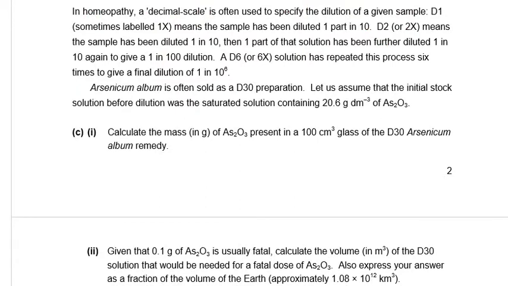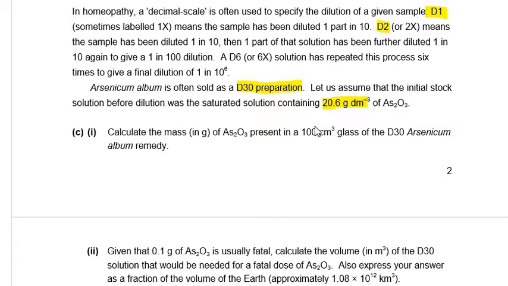Okay, so question 1C is prefaced by this information here, where they tell us about the dilution scale used in homeopathy. It uses this system where you have D followed by a number, and this number is the factor of 10 that it has been diluted by. So for example, D1 has been diluted by 10 times, D2 by 100 times, so on and so forth. It then tells us that arsenic amalgam is often sold as a D30 preparation before giving us the mass of arsenic oxide, which would be dissolved in a saturated solution.